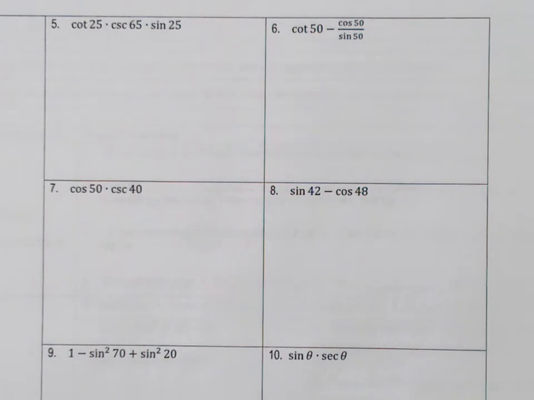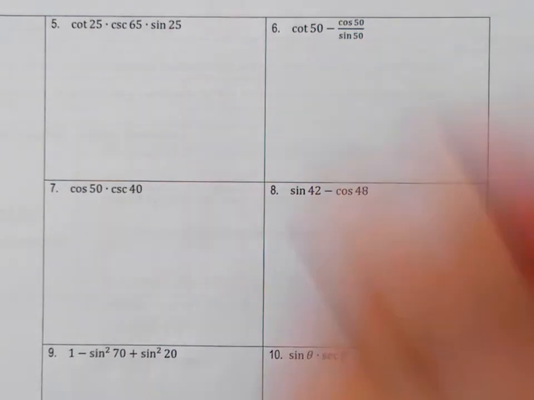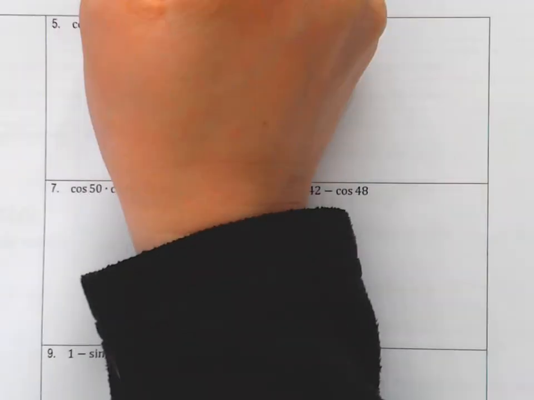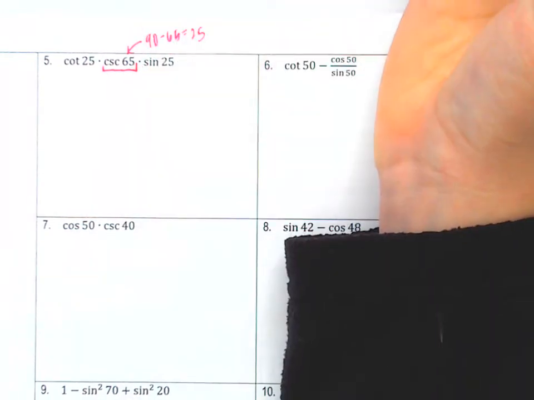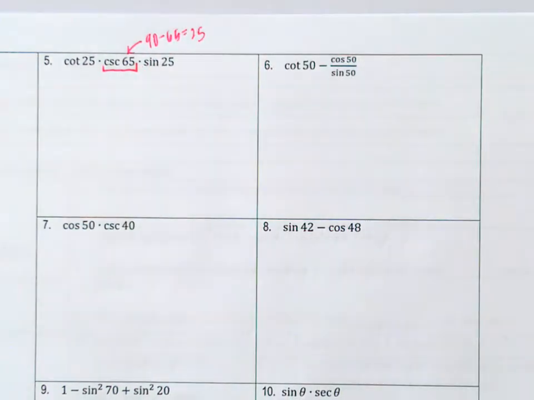Okay, so you should have gotten through some of it or all of it, hopefully. But if not, I would have changed cosecant 65 because all the others are 25. So why change 2 when you only have to change 1? And we're just going to double check: does 90 minus 65 get me 25? And it does, thank goodness. And so I start by just changing that one.